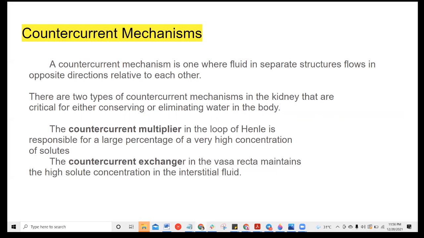The countercurrent multiplier in the loop of Henle is responsible for a very high concentration of solutes, while the countercurrent exchanger in the vasa recta maintains the high solute concentration in the interstitial fluid. So again, the countercurrent multiplier is responsible for the high concentration of solutes, while the countercurrent exchanger in the vasa recta maintains the high solute concentration in the interstitial fluid. That's it.